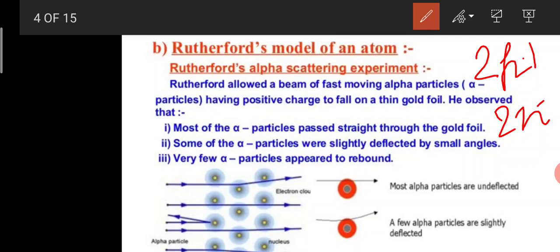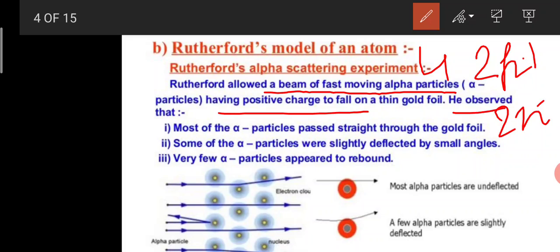Rutherford allowed a beam of fast moving alpha particles, which are doubly charged helium atoms having a positive charge, to fall on a thin gold film. And he observed.